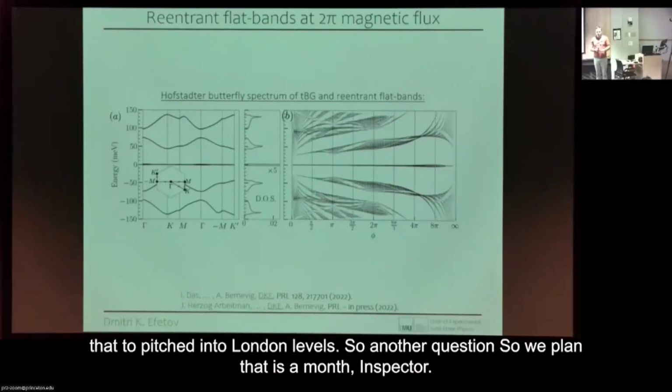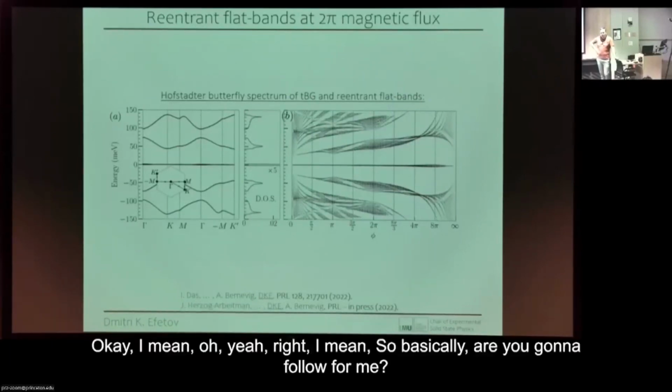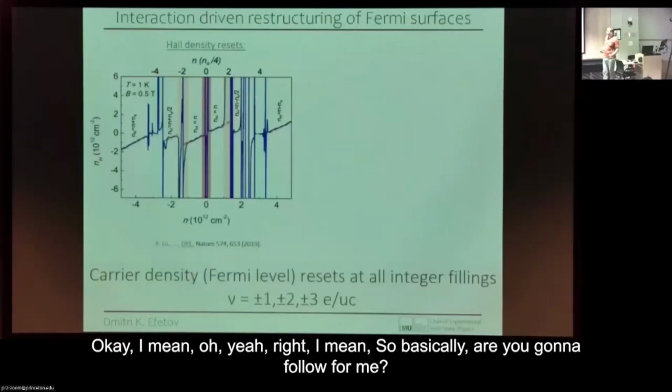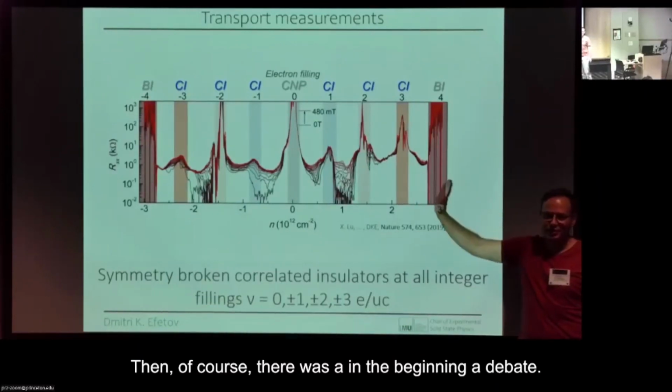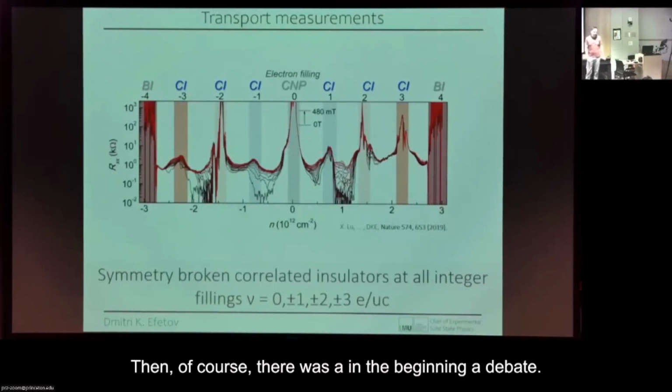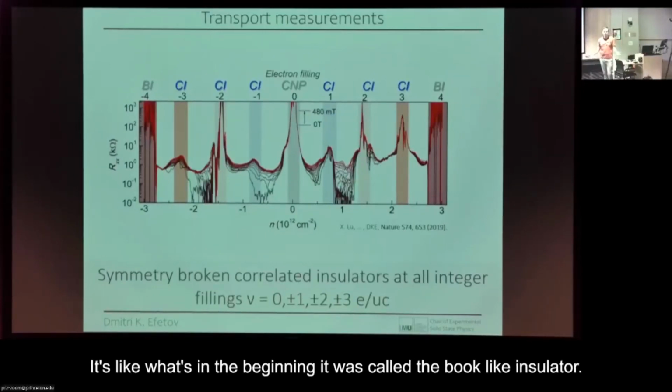Another question is about the correlated insulator. We claim that it's a Mott insulator, but is there any other signature except for the temperature dependence of the resistance? For me, the biggest argument was that all the peaks appear at exactly integer fillings. Then, of course, in the beginning there was a debate: what is a Mott insulator, and why do we now call it a correlated insulator? In the beginning it was called a Mott-like insulator.